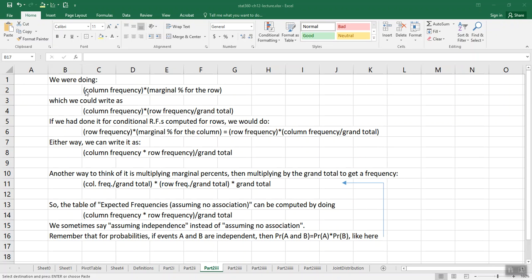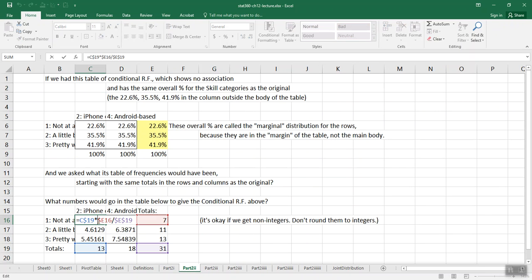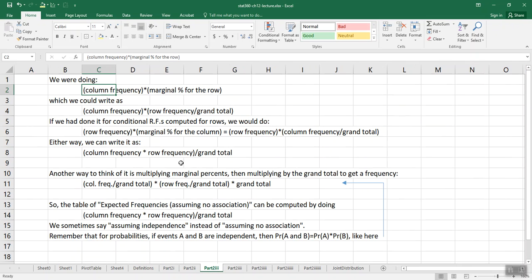Alright, in the previous video we were looking at what the frequency numbers would have to be for the table to show independence or lack of association. And we did the column frequency times the marginal percent for the row to get the number here, the expected number of people in that cell if the table had no association.